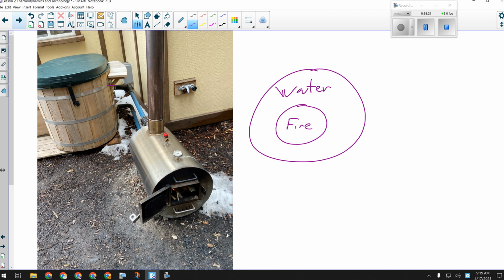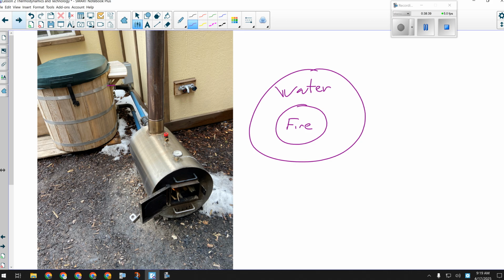Now, my wife and I went to this cabin and they had a wood-fired hot tub. As soon as I saw this thing, I thought, oh, I gotta get a picture of that, because this is exactly what I teach my kids about in Science 10 physics. So here's how this thing's designed.